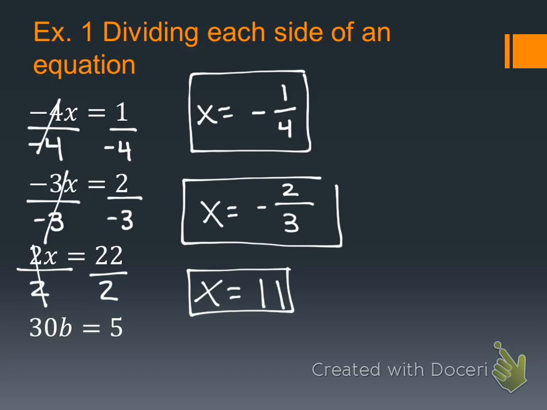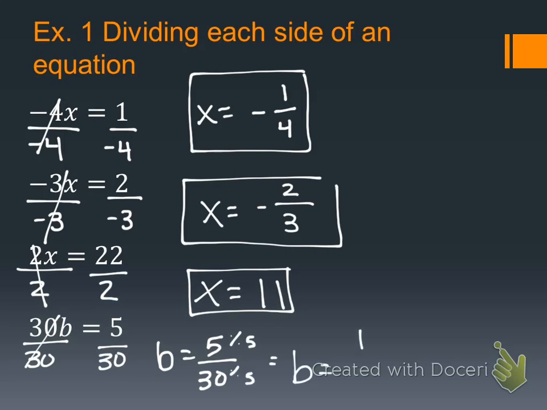What about this next one? What am I going to do? Divide by 30 on both sides. And I find that b is equal to 5/30. But is that appropriate for me to leave my answer like that? No, because it can be simplified. So I ask myself, what number will go into both 5 and 30? 5. So I divide both of these numbers by 5, and I get b is equal to 1/6. Your answer has to be reduced or you will get points taken off.